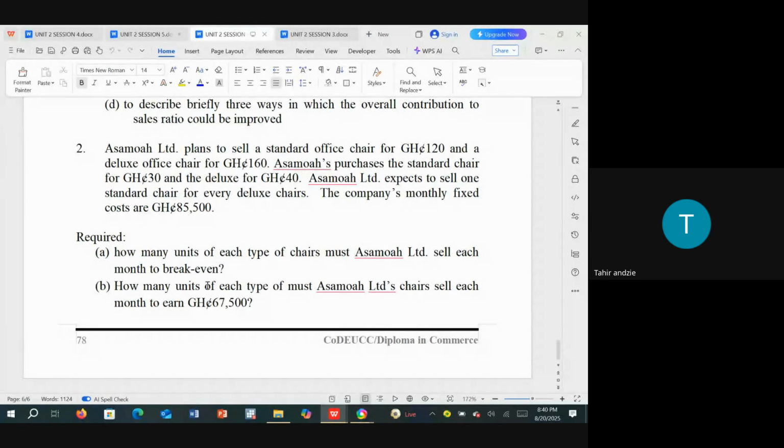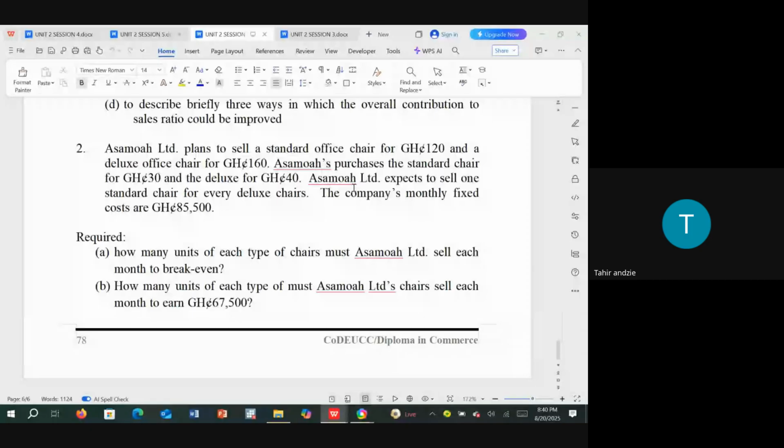So first of all, you just go through the steps. We have two products, the standard chair and the deluxe chair. The selling price for each of them has been given. Then the purchase cost is the variable cost. Sales are here, and the variable cost is here.